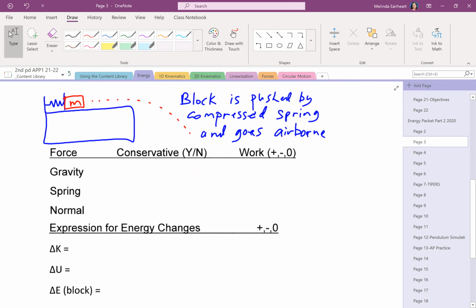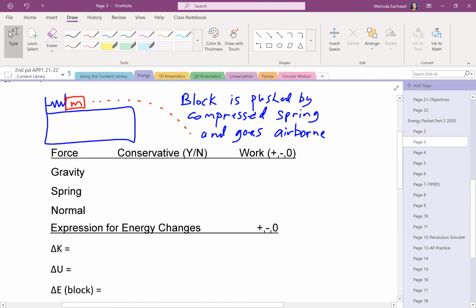Okay, so up on the top, a block is pushed by a compressed spring and it goes airborne. So it does become a projectile. By the way, you can answer most projectile problems with energy. And the benefit of that, no XY chart. Energy is a scalar. It's not a vector like our velocity and acceleration. So at some point we'll do a projectile problem, but take the energy approach.